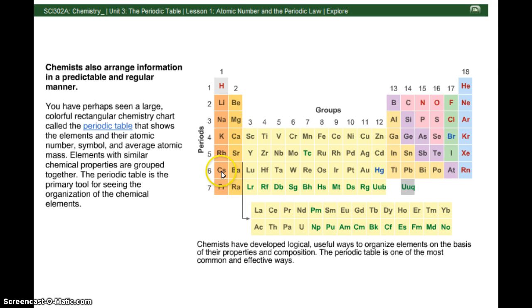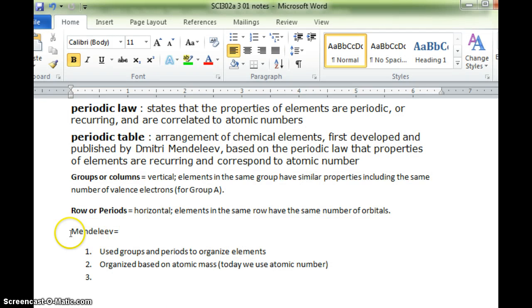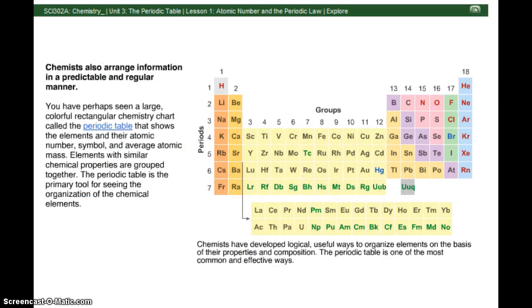So look at cesium. How many orbitals does cesium have? 6, because it's in row 6. Cesium is a lot like which other element? Well, even if you don't know anything about cesium, you can say, well, it's a lot like francium, rubidium, potassium, sodium, lithium, and even hydrogen because they're in the same column. Mendeleev used groups and periods to organize elements. He organized based on atomic mass, although today we use atomic number, and we're going to write some more about him.